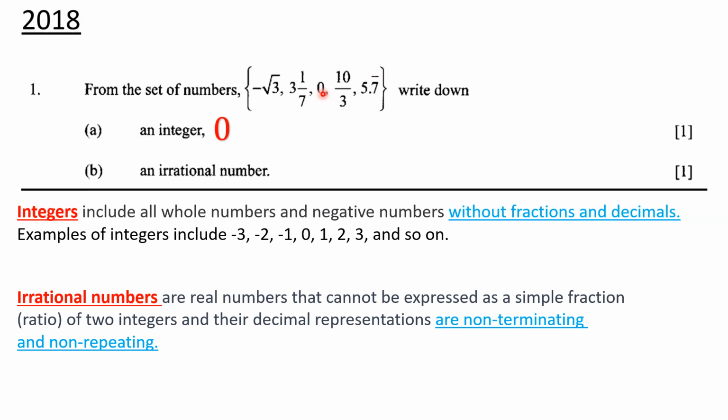Because you could write 0 as 0 over 1, and that could be written as a fraction. And then 3 and 1 over 7, this is a mixed fraction, we could change that into an improper fraction and express it as a fraction. So that doesn't work. So the only thing I'd be left with is negative square root of 3. Negative square root of 3 is an irrational number because if you express it as a decimal, its decimal representation is going to be negative 1.732050808 and continuing on. So this is definitely an irrational number, the only irrational number of the set.